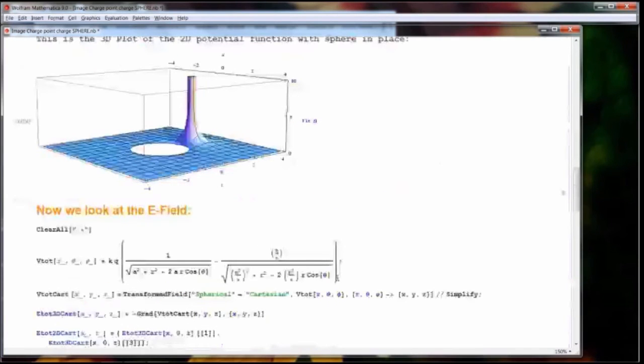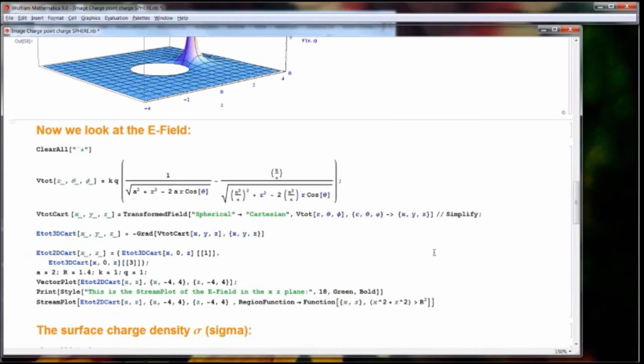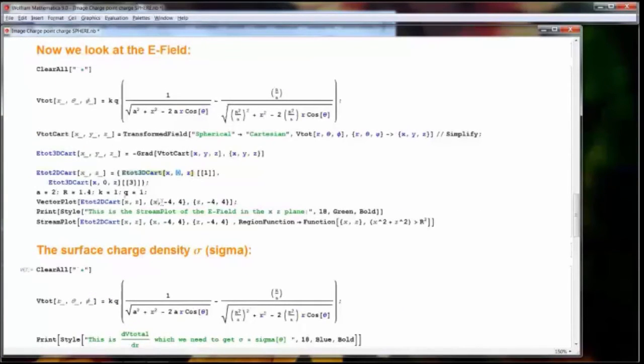Now let's look at the E field. We start with the potential again, do all the transformations, and to find the E field, we take the gradient. So right here is the gradient. That'll give us the E field in Cartesian coordinates as a function of x, y, z. I two-dimensionalize that by setting y, see here's y, I set that equal to 0.